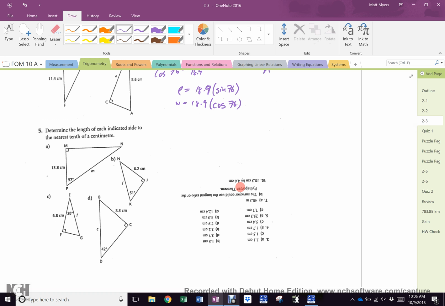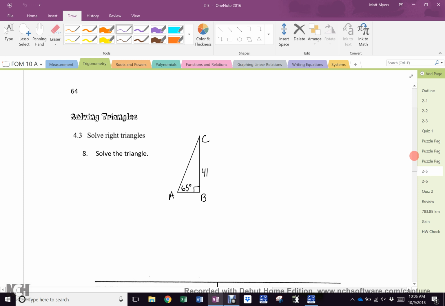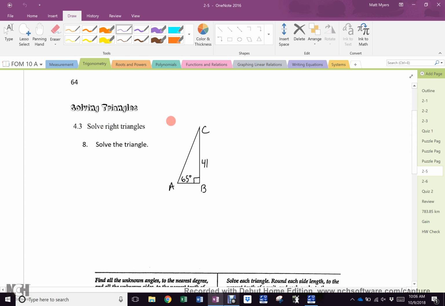All right. Now, please turn to page 64. I know it's 3 or 4 pages away, but trust me, there is a method to my madness. Solve the triangle.